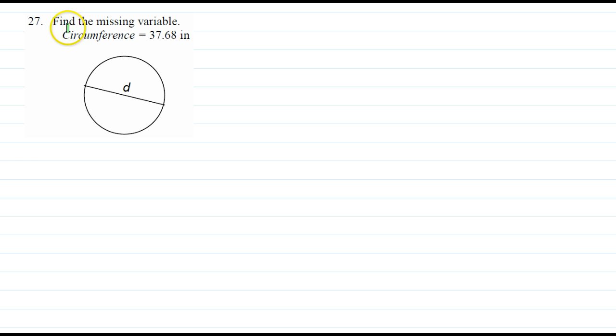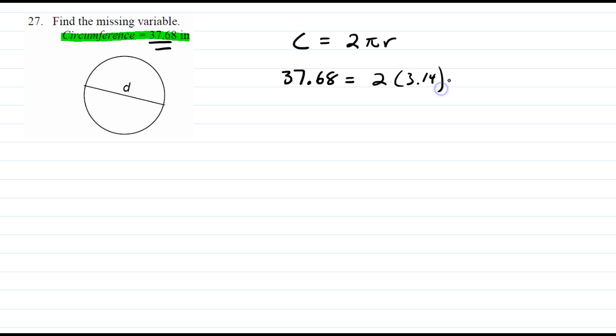Alright, for 27, they tell us the circumference is 37.68. So that means we're going to use our circumference formula of 2 pi r. And so we know that the circumference is 37.68, and 2 times 3.14 times our radius. And so 2 times 3.14 gives us 6.28.